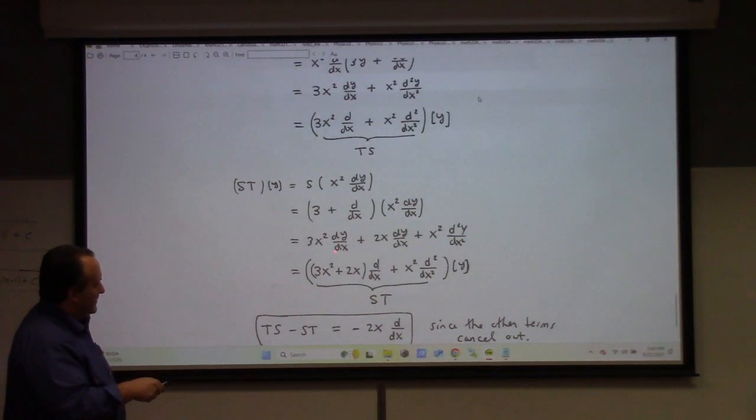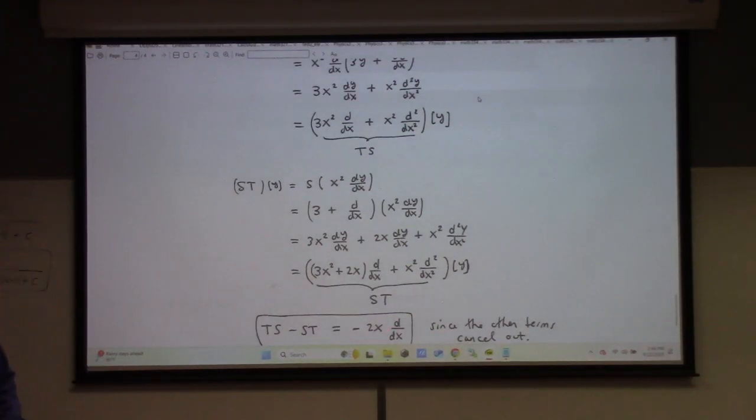Now the thrice x squared dy/dx is simple enough, but over here, d/dx, well, it's hitting a product, so I have to do the product rule, 2x times dy/dx plus x squared times d squared y/dx squared, and then I just factor the y back out and think of it as a differential operator. And so this is the formula for ST, this is the formula for TS, and then of course when you take the difference of these two to calculate the commutator, a lot of stuff cancels, like the 3x squareds cancel, and the x squared d squared/dx squareds cancel, but we're left with the minus 2x d/dx, so that's why that commutator is that.